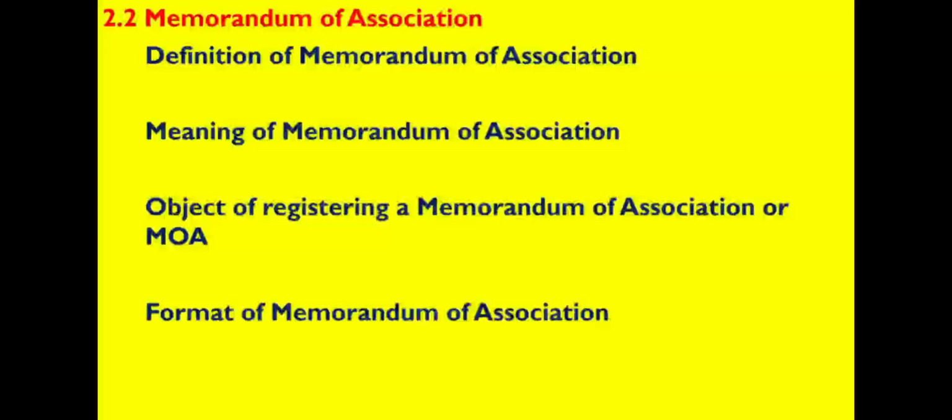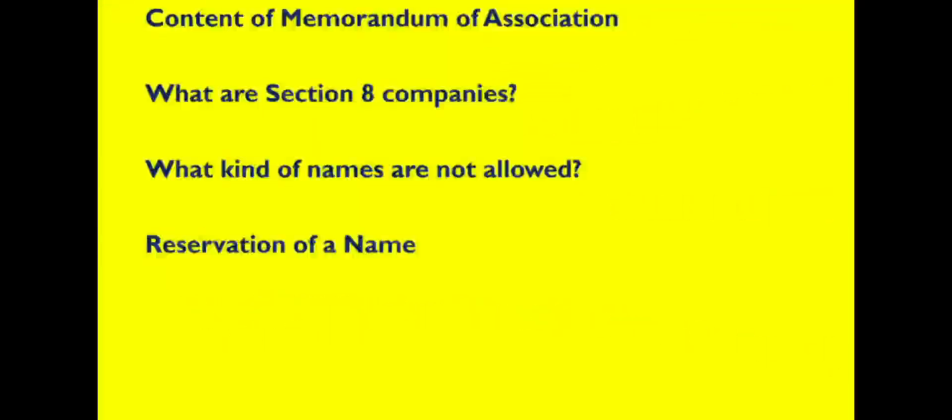Now let's talk about the content of the Memorandum of Association. Section 4 of the Companies Act 2013 states the contents of the memorandum. It details all the essential information that the memorandum should contain. Firstly, the name clause. The first clause states the name of the company. Any name can be chosen for the company, but there are certain conditions that need to be complied with.